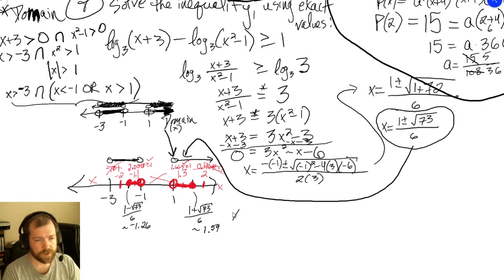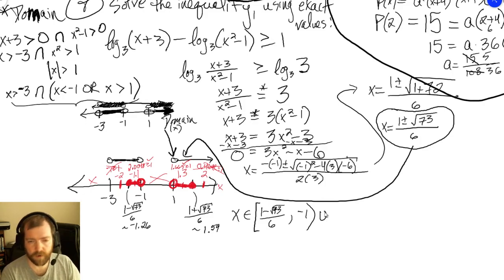So then the solution to this is going to be x must be between our bracket 1 minus root 73 over 6 by -1 open union with open 1 with 1 plus root 73 all over 6 bracket.